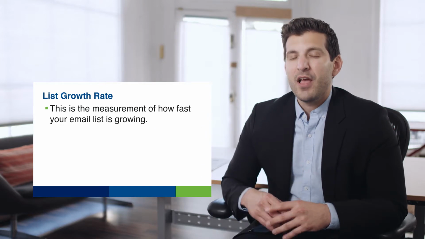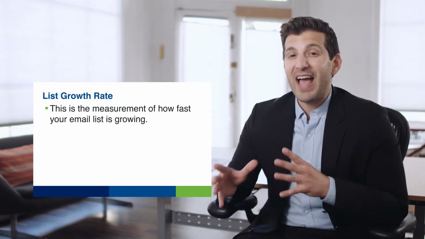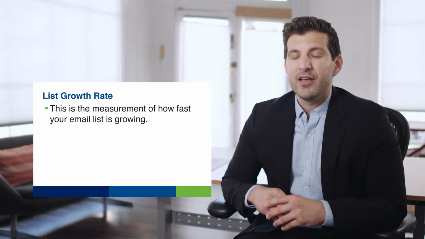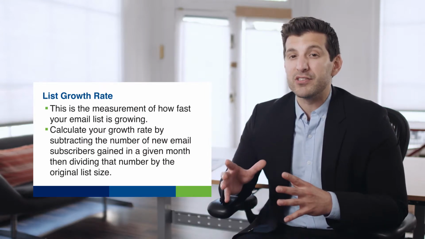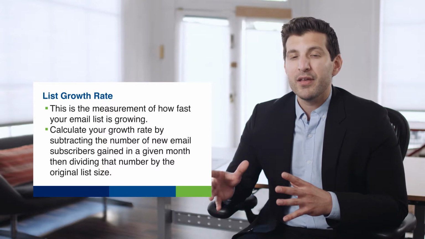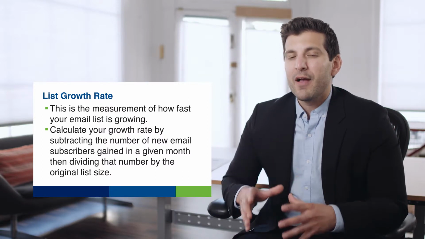The next email metric is your list growth rate. This is the measurement of how fast your email list is growing. You can calculate the growth rate by subtracting the number of new email subscribers gained in a given month, then dividing that number by the original list size. It's always a good goal to keep growing your email list, especially since older subscribers will become less and less likely to buy from you over time. That is the general pattern with regards to all subscriber lists.